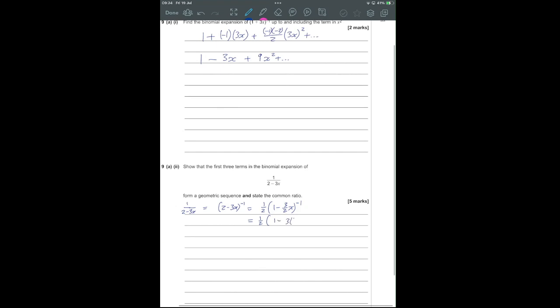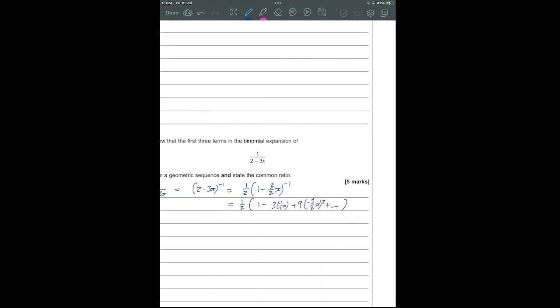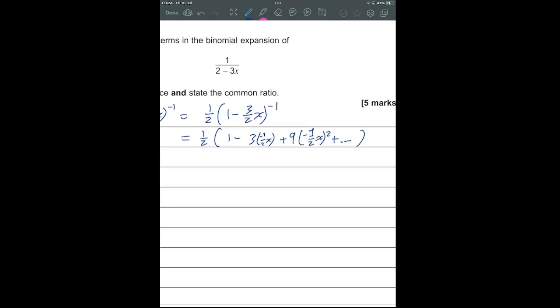That's 1 minus 3 lots of -1/2 x plus 9 -1/2 x squared. And you could probably argue that doing that from scratch was easier than trying to adapt part A of the question. It's a good habit to get into, to try and forcibly use previous parts of the question, because they do often, more often than not, help.